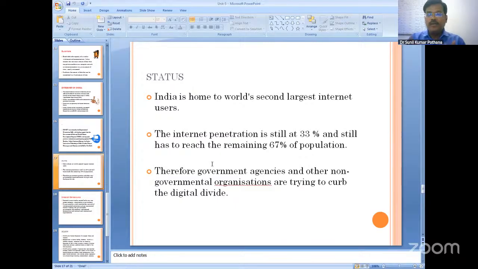Means either they own one or they are using their children's or their relatives' phones, whatever it is. Now we have 4G mobiles, 5G mobiles. So the speed is very good with the 5G mobiles.